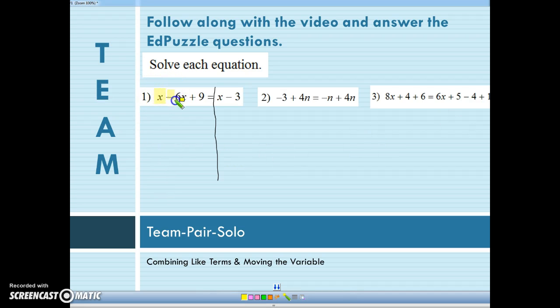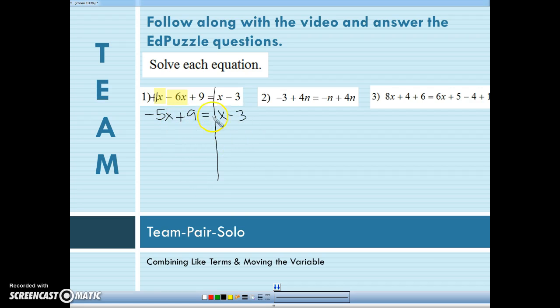x and negative 6x are like terms because they have the same variable, same exponent. So now I'm going to use the integer song to combine them. This is positive, this is negative, so different signs subtract. 6 minus 1, remember if there's no number here, there's a 1. 6 minus 1 is 5, and I have to give it the sign of the higher number, and it's an x term. Then I'm going to bring down my plus 9 and my equal sign, and my x minus 3.